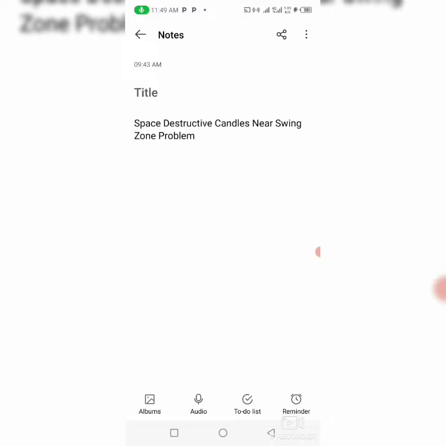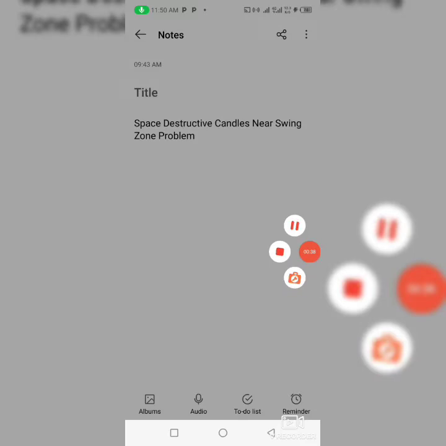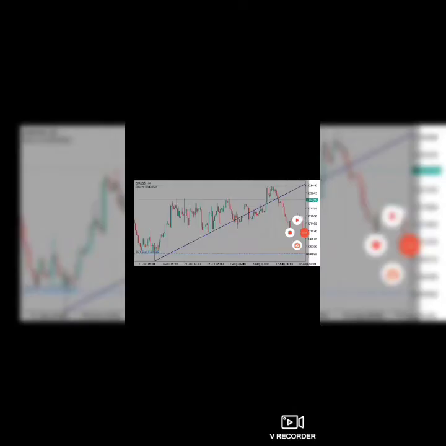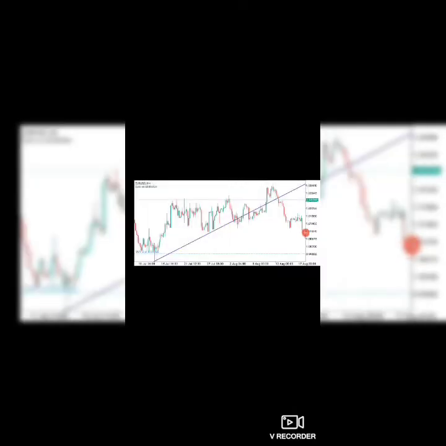In today's video, we talk about space destructive candles near swing zone problem. You see, my own work as WINFX Trading is to solve problem in the financial industry. I'm going to show you what I really mean here. Right now this is MT5 Euro USD H4 time frame, the 4 hours time frame. Now this is a trend line in the H4. You discover that this is a trend line in the H4.